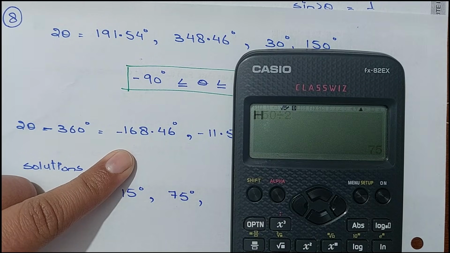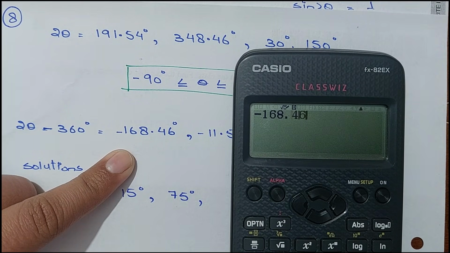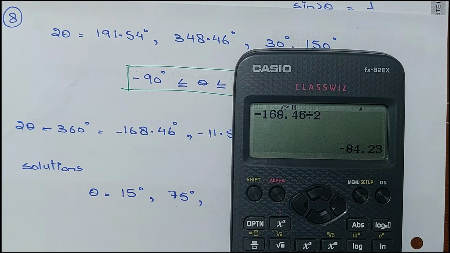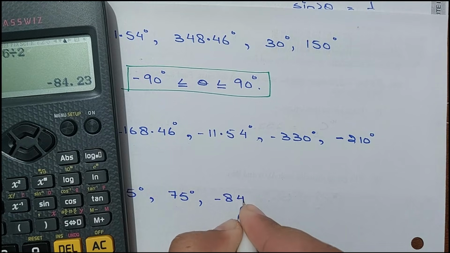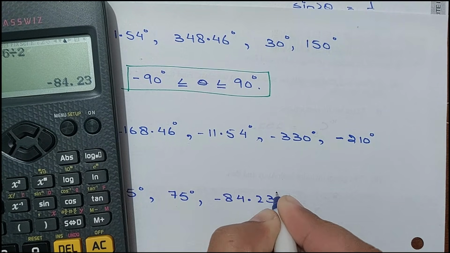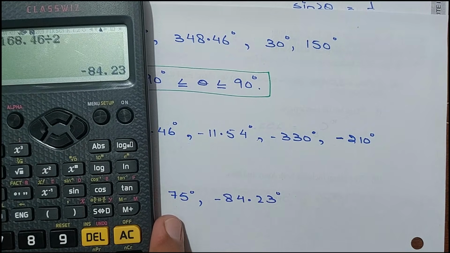This one is minus 168.46 divided by 2, which gives minus 84.23. This is the solution, so minus 84.23 degrees is the solution.